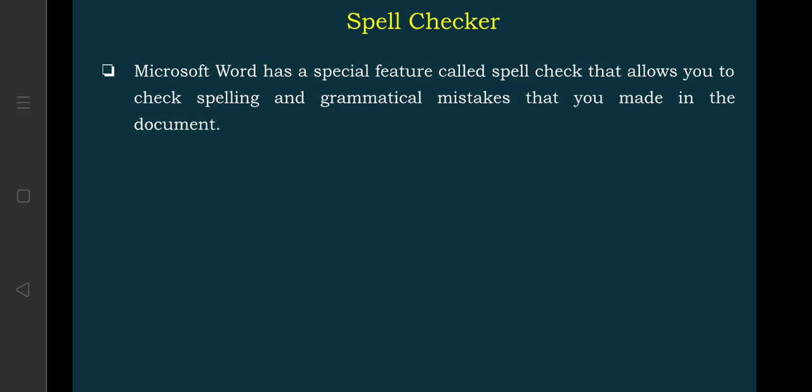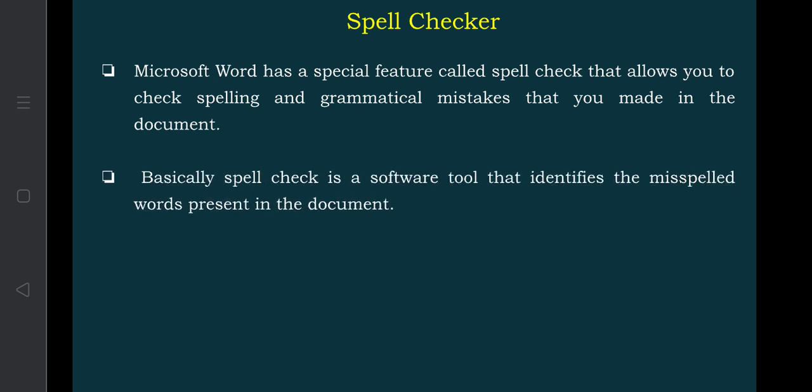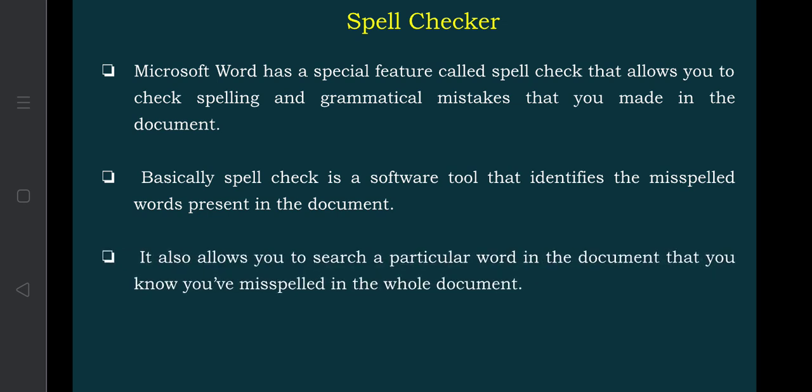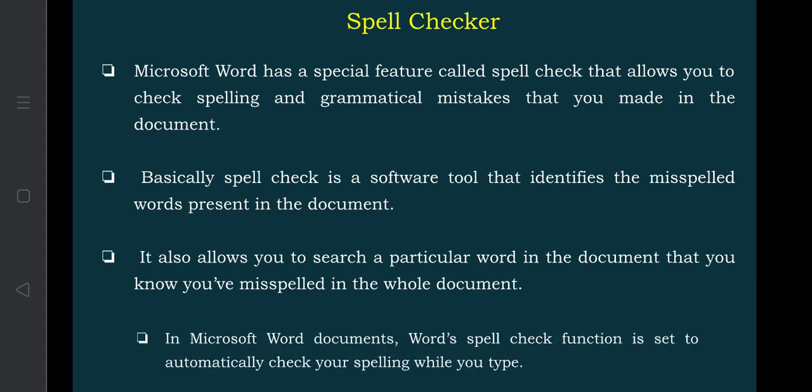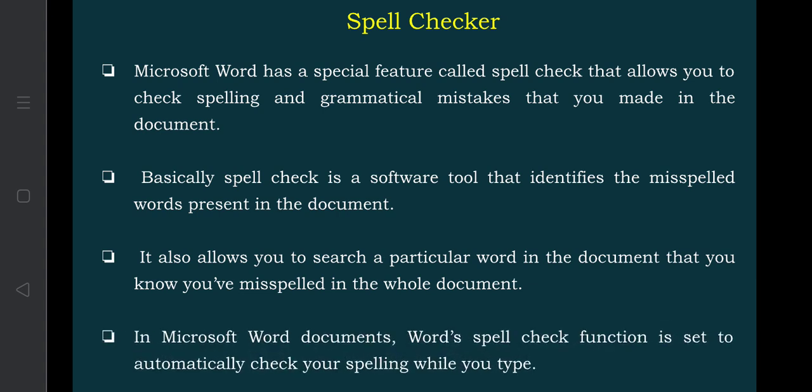So Microsoft Word has a special feature called spell check that allows you to check spelling and grammatical mistakes that you made in the document. Basically, spell check is a software tool that identifies the misspelled words present in the document. It allows you to search a particular word in the document that you know you have misspelled in the whole document.